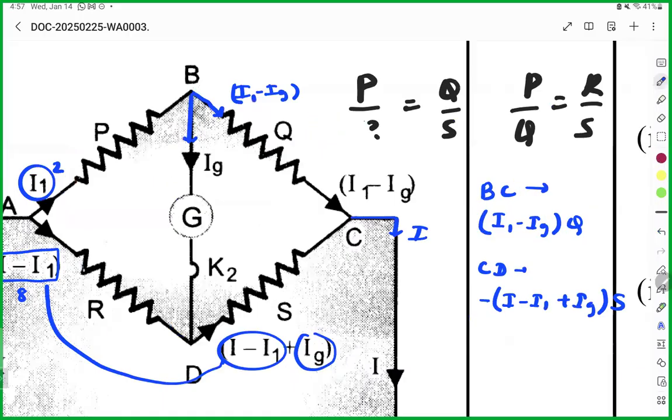Okay. C to D, because the current direction and your direction are opposite. Then D to B, you are moving up, but the current is moving down. So minus IG G. Tell me, guys, any doubt?